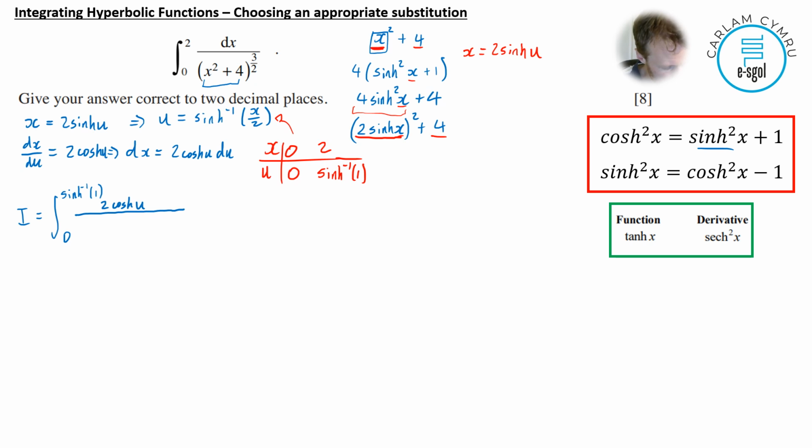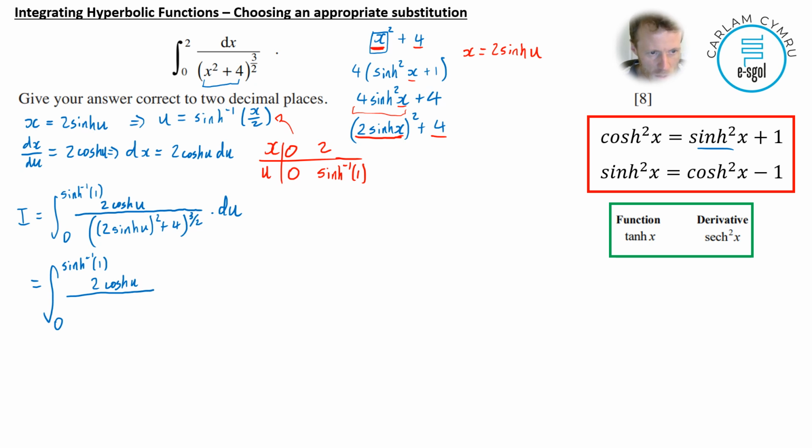Over, and then underneath we're getting 2 sine u all squared plus 4, all to the power of 3 over 2, and then we'll put the du there. Let's keep going. So we're going to integrate between sine minus 1 of 1 and 0, and we've still got the 2 cos u on the top.